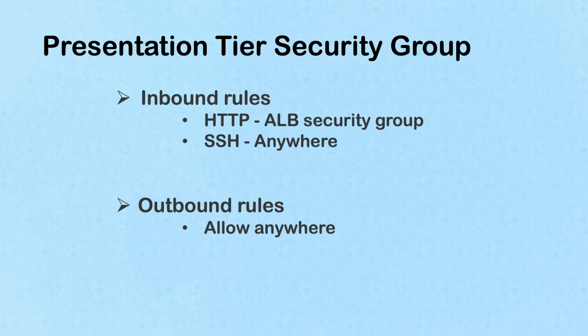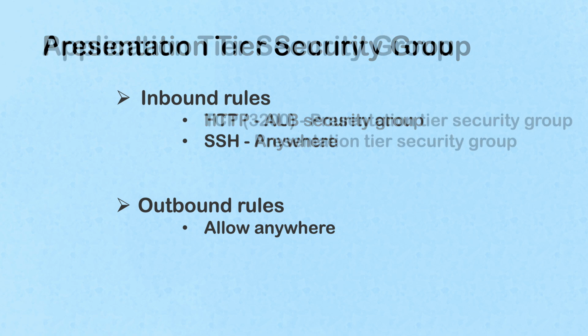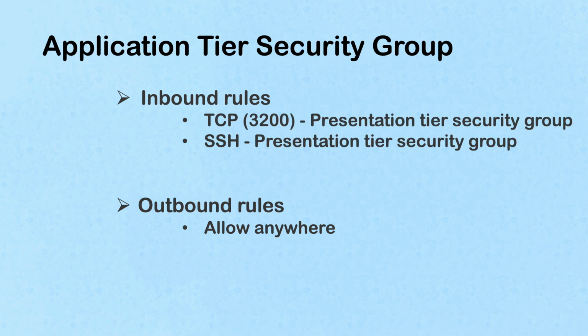For the presentation tier EC2 instances, we'll create a security group permitting inbound HTTP traffic from the ALB security group and SSH traffic from any source. For the application tier EC2 instances, we'll establish a security group allowing inbound custom TCP port 3200 traffic from the presentation tier security group and SSH traffic from the presentation tier security group. Both security groups will allow all outbound traffic.